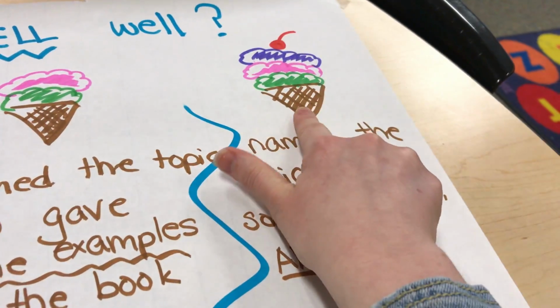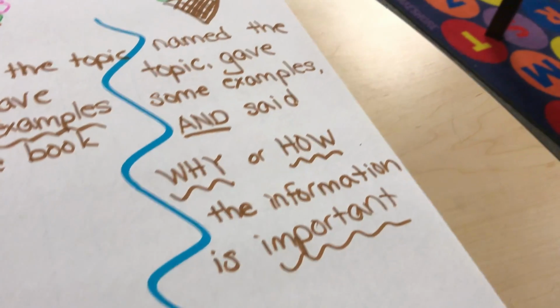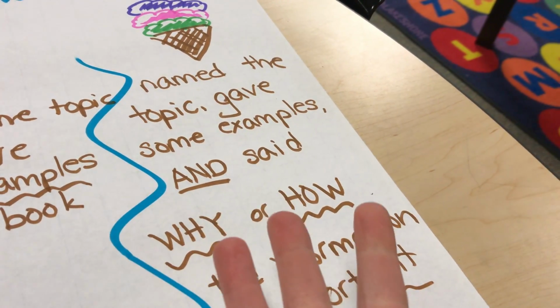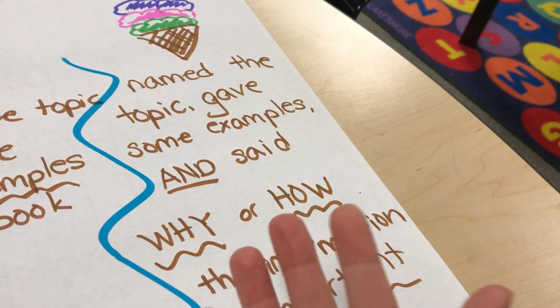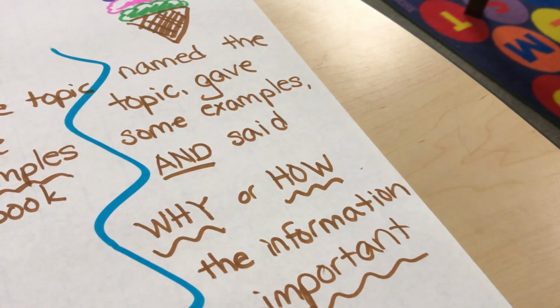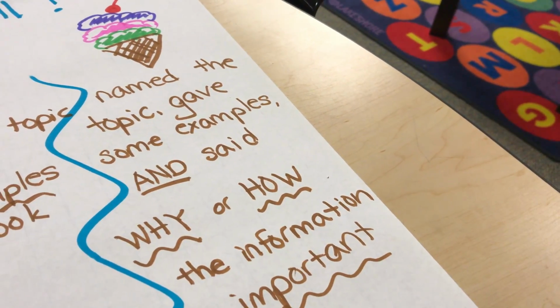And to make it a triple scoop, I have to tell why or how the information is important. So this information about monkeys is important because if I don't understand how monkeys eat or what they do or where they live, then it's going to be hard to understand them. And it's important to know about the different animals that live in our world.